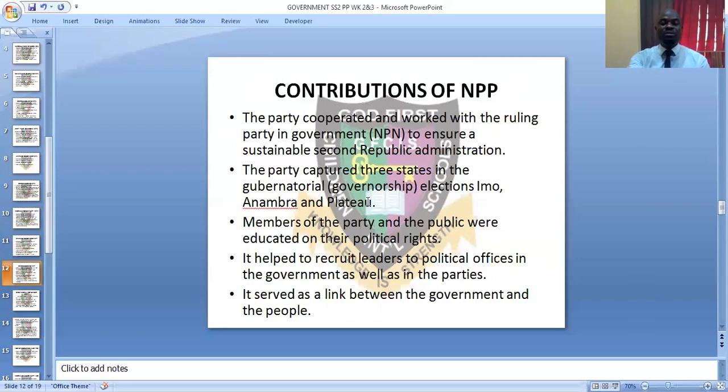And they also contributed by serving as a link between the government and the people. Normally, a political party is meant to serve as a link between the government and the people, because the party has its members in government who are actually ruling, and the party members who are not in government also need the people in government. So they serve as an intermediary between the government and the people. So that's about NPN.